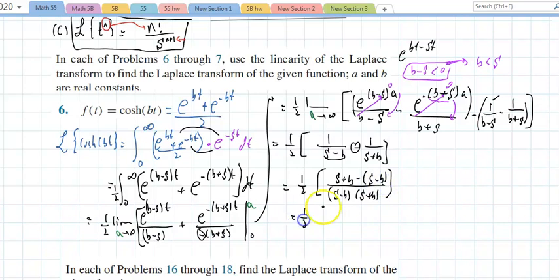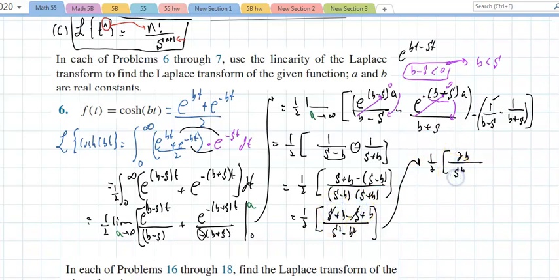Wouldn't that be 1 over 2 times s plus b minus s plus b over, isn't that s squared minus b squared? There's a reason why we're simplifying, and I'll show you what that is in the next class session and every session after that. And that would be 2b divided by s squared minus b squared. And that's the answer that we want to get.